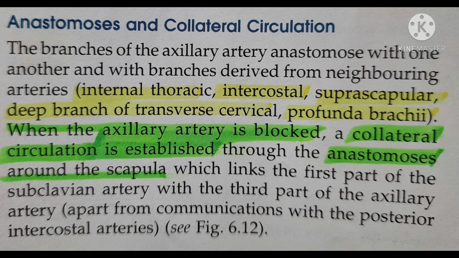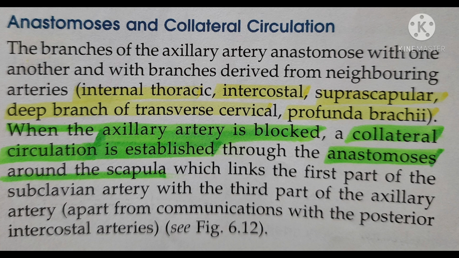Anastomosis and collateral circulation. The branches of the axillary artery anastomose with one another and with branches derived from neighboring arteries: internal thoracic, intercostal, suprascapular, deep branch of transverse cervical, profunda brachii.